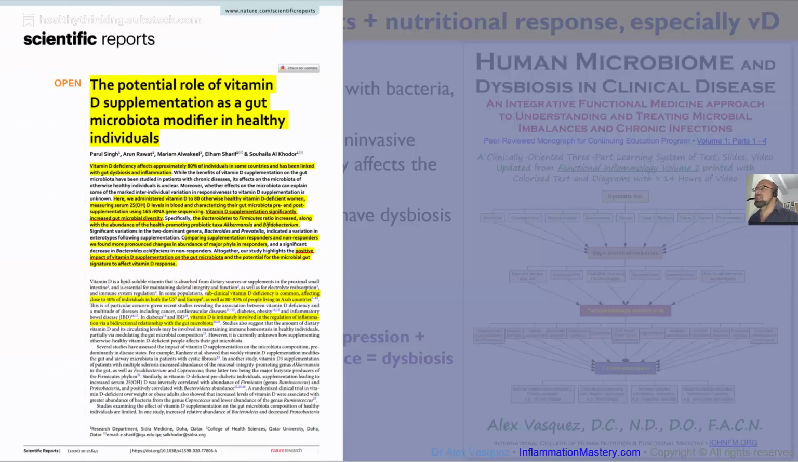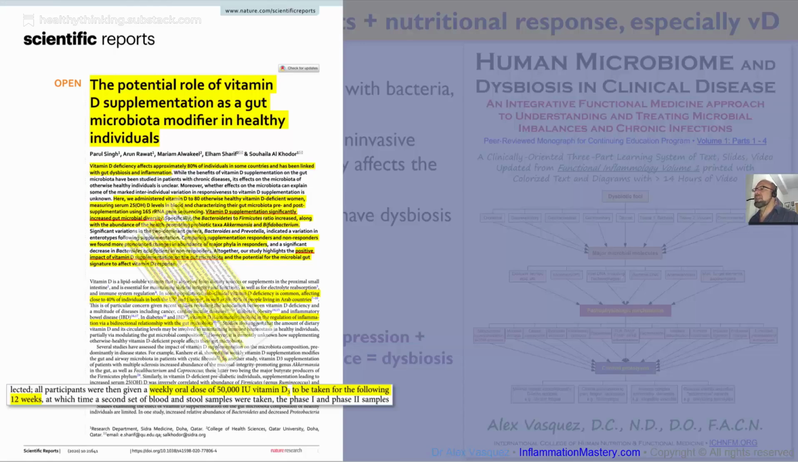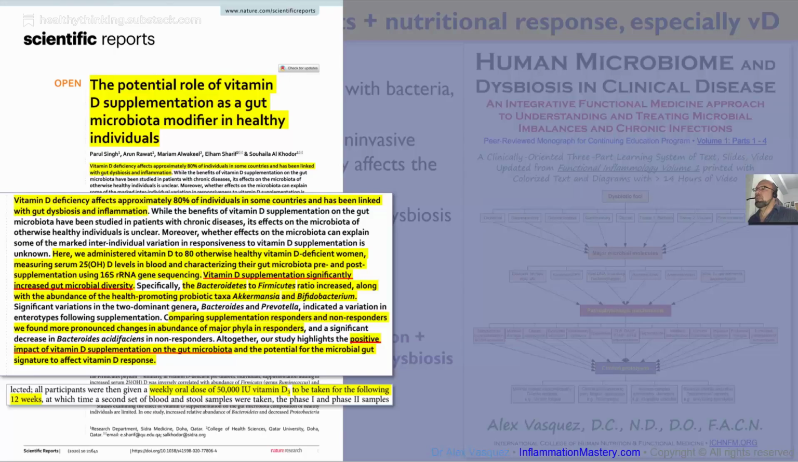This is a very recent article titled "The Potential Role of Vitamin D Supplementation as Gut Microbiota Modifier in Healthy Individuals." Subjects in this study were administered vitamin D in the form of vitamin D3, 50,000 international units per week. So that's about 7,000 international units per day for 12 weeks. Vitamin D deficiency affects approximately 80% of individuals in some countries, and they should have said all countries, and has been linked with gut dysbiosis and inflammation.